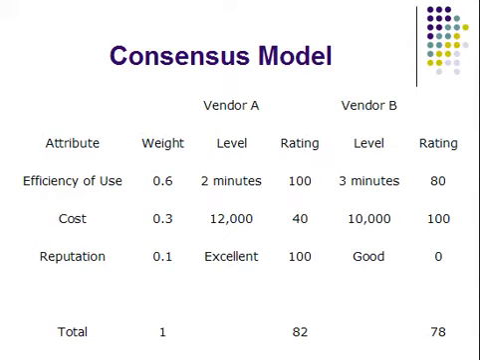Both investors were asked to rate these attributes. The score of the vendors is determined by the weighted sum of the ratings of each attribute. For instance, 100 was multiplied by 0.6, which was added to the multiplication of 40 times 0.3, which was then again added to 100 times 0.1. The sum is therefore 82, which is displayed by vendor A. 82 trumps 78. 78 is the score for vendor B.